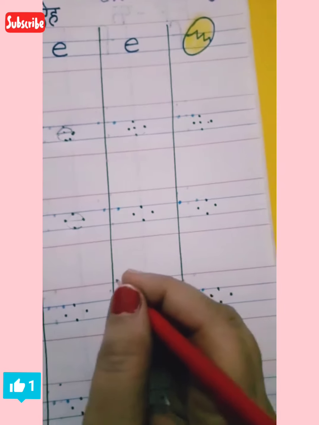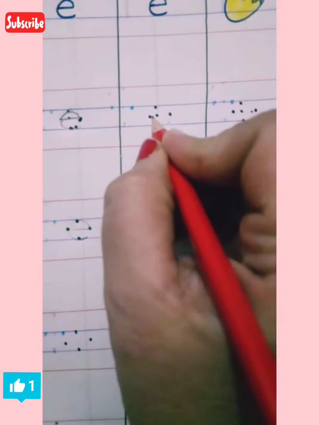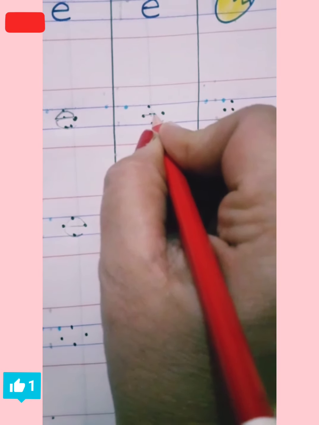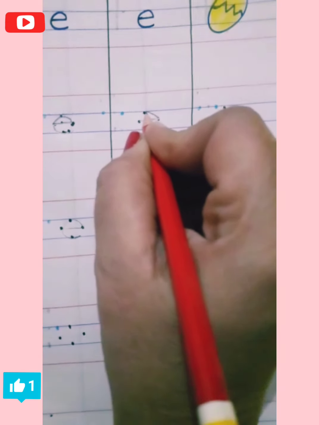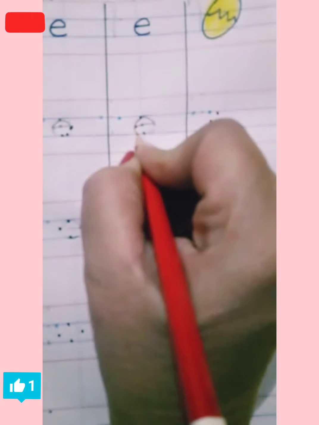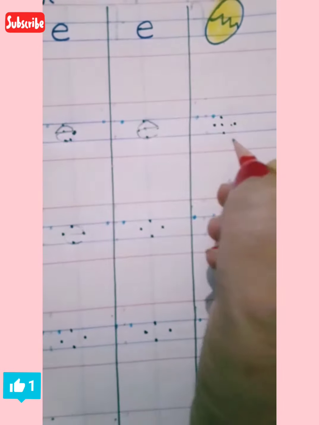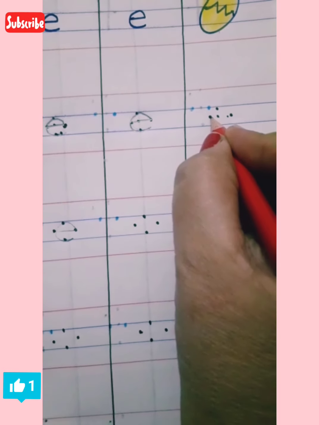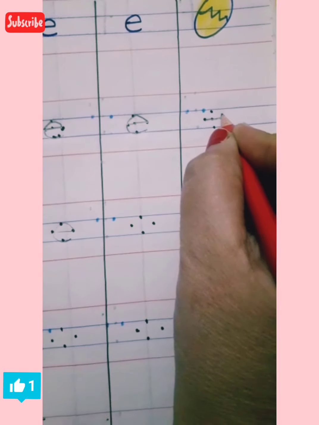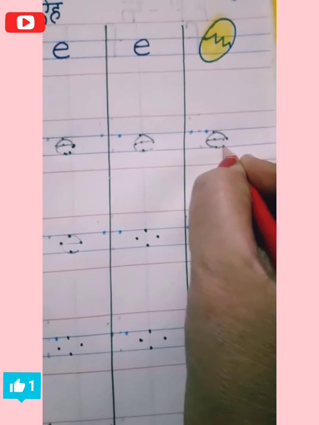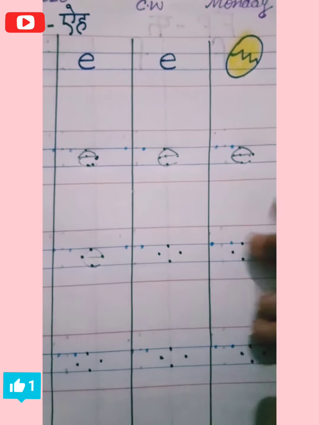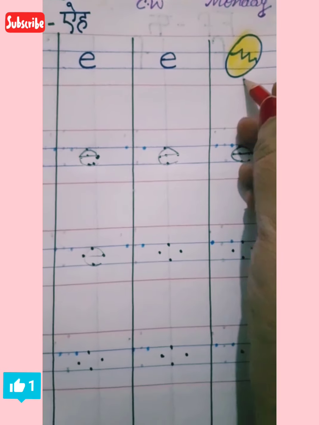First we will write a sleeping line. Small sleeping line. Go up. Write a right curve. This is an E. Again, sleeping line. Go up. Write a right curve. This is an E. E for egg.